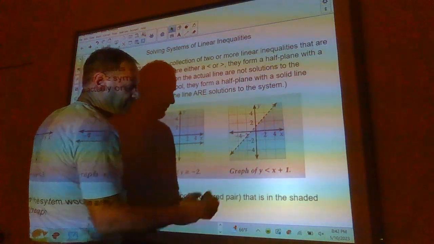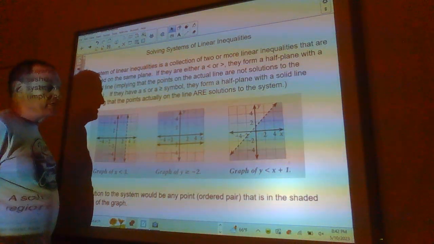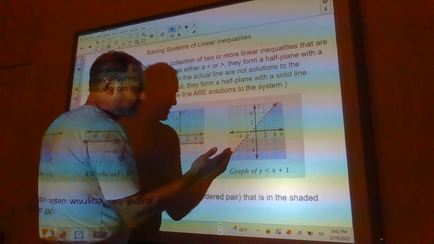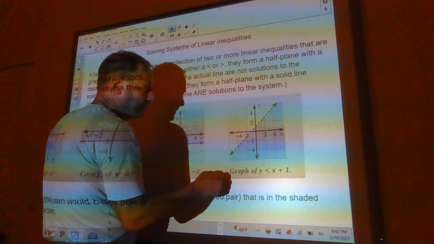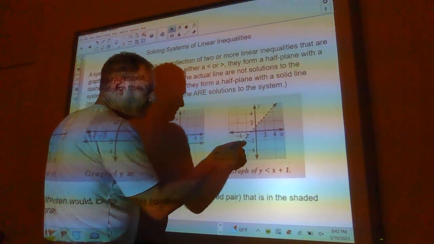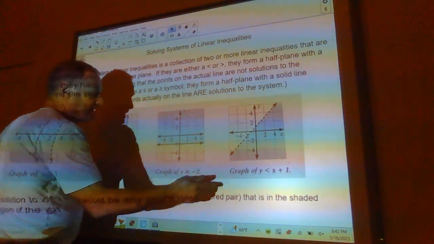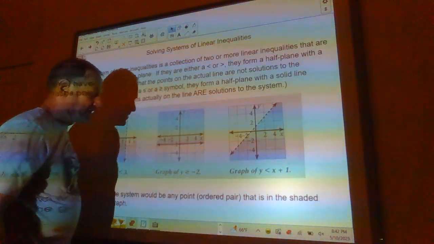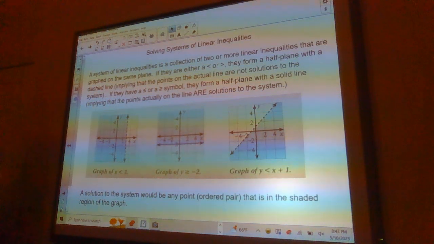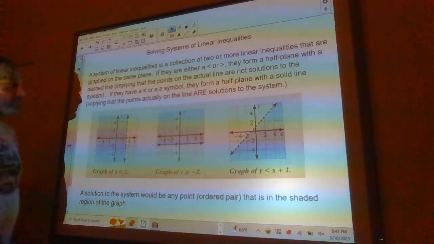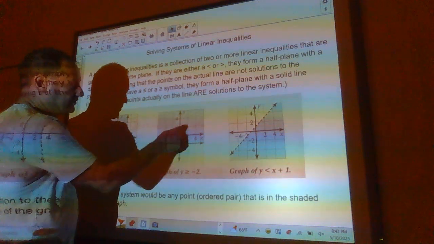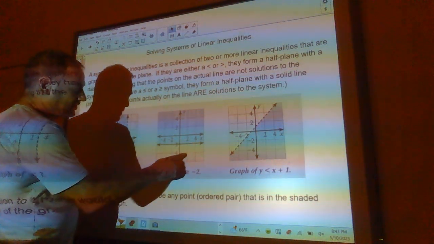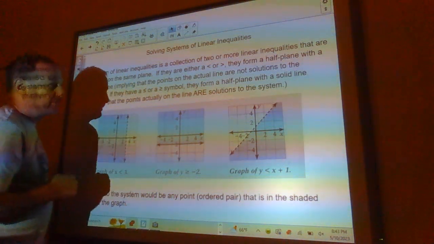And here we have a graph of y is less than x plus 1. Same thing, dotted line because it's just less than. It's got a y-intercept of 1 and a slope of 1, and since it's less than, I shade below the line. A solution to the system would be any point, which is an ordered pair, that is in the shaded region. In this case, the point (2, 2) would be a solution. The point (2, -4) would not.